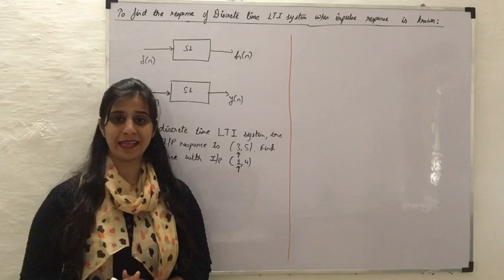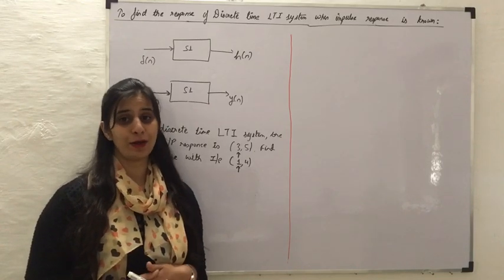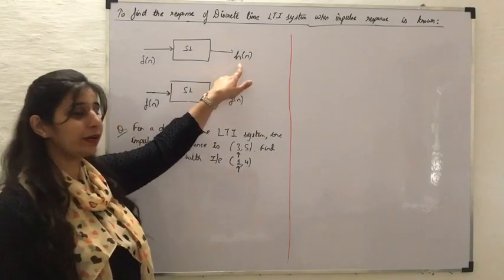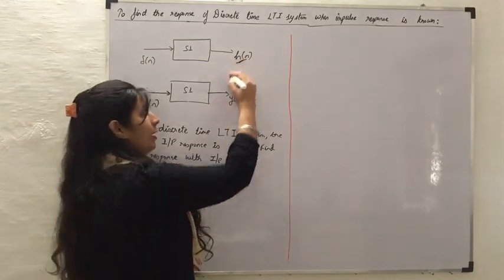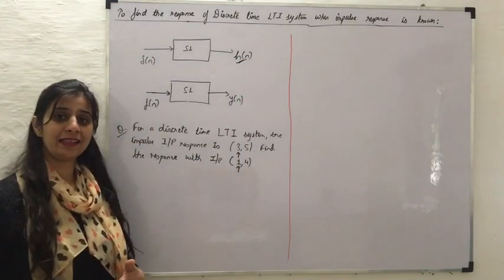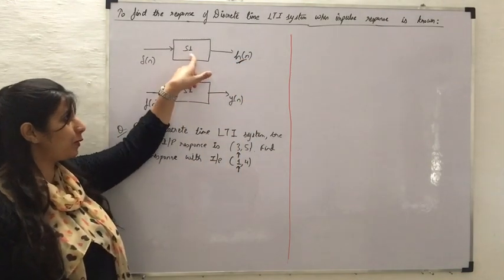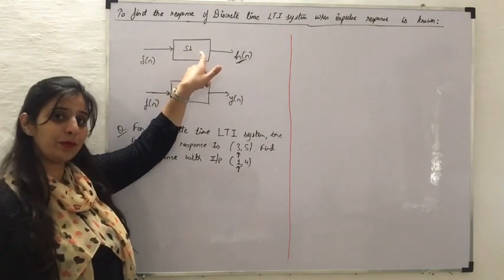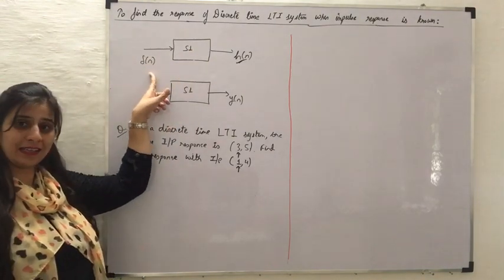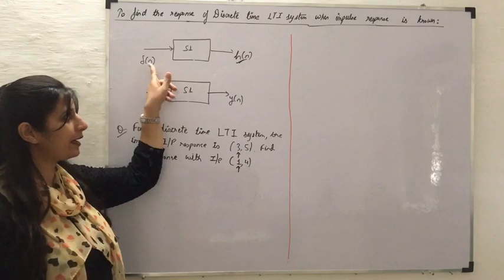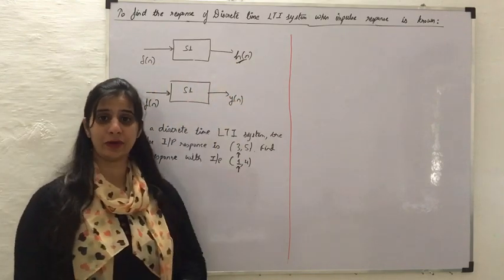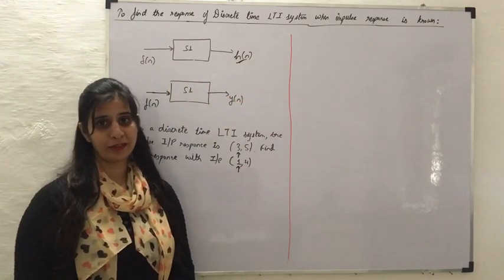This video lecture is about how we can find the response of a discrete time LTI system for any discrete time input when the impulse response of the system is known to us. So here we know the impulse response of the system, which I have denoted as h of n. The system that I have taken is named S1. When the impulse signal is given as input to this system, the response we get is h of n, which denotes the impulse response of the system.